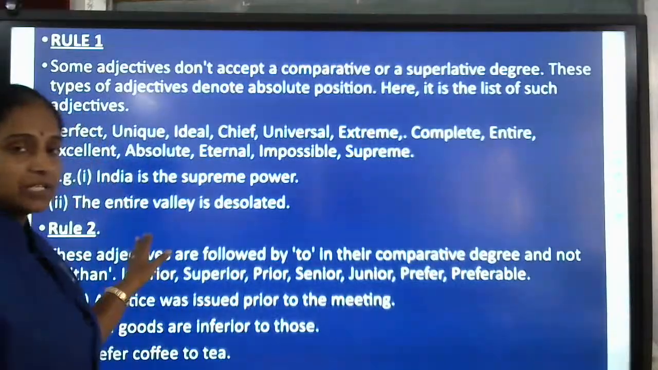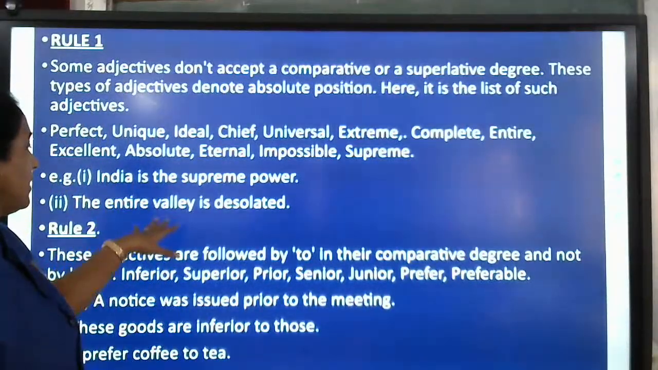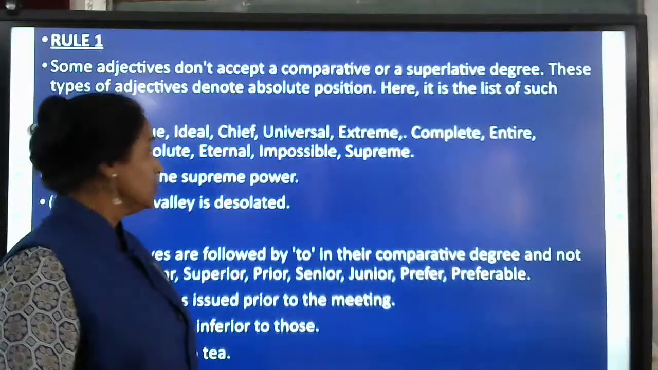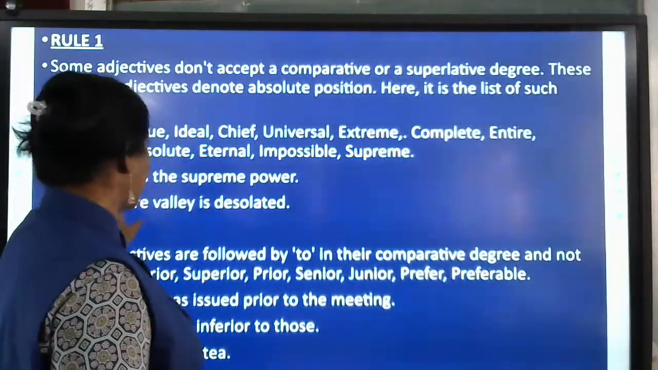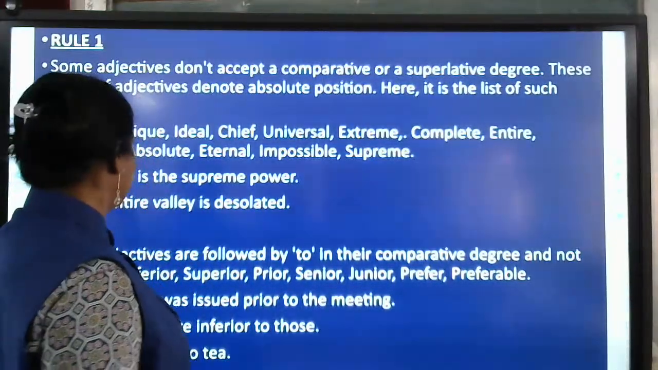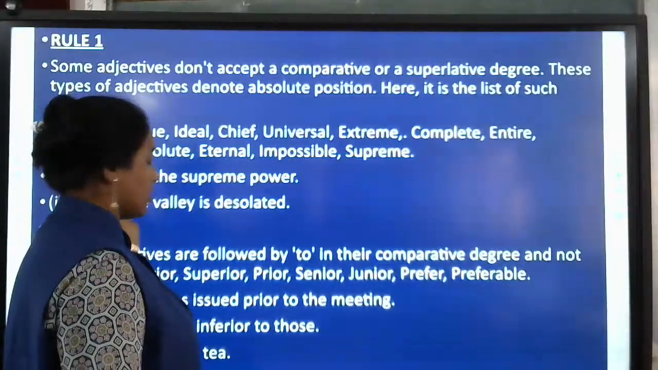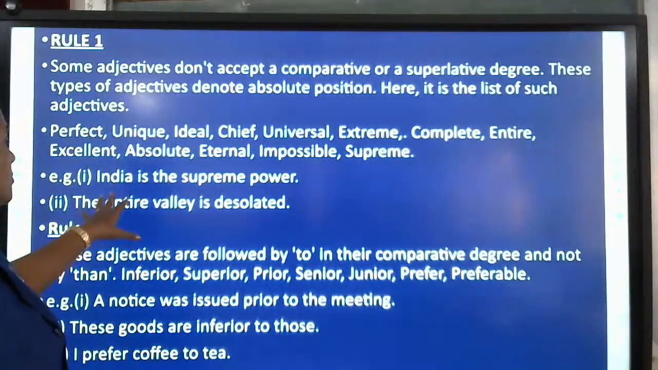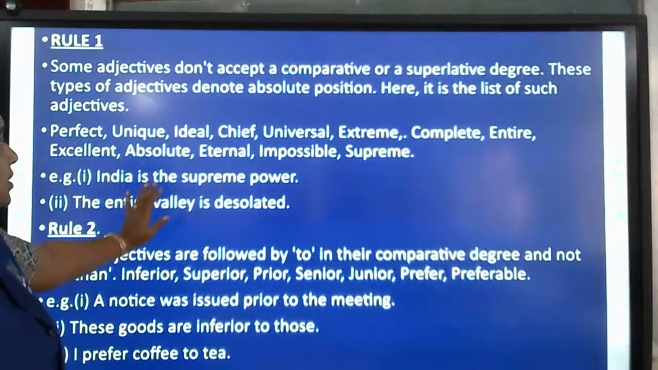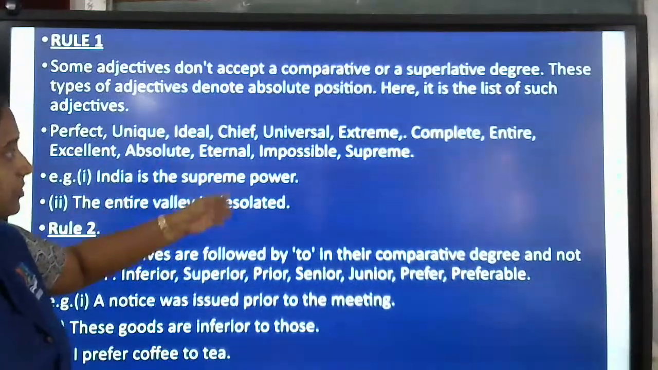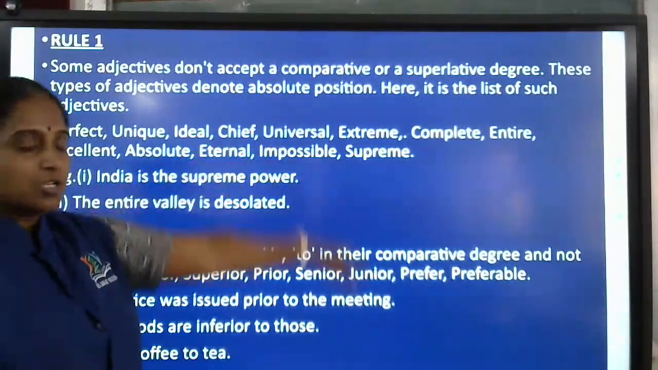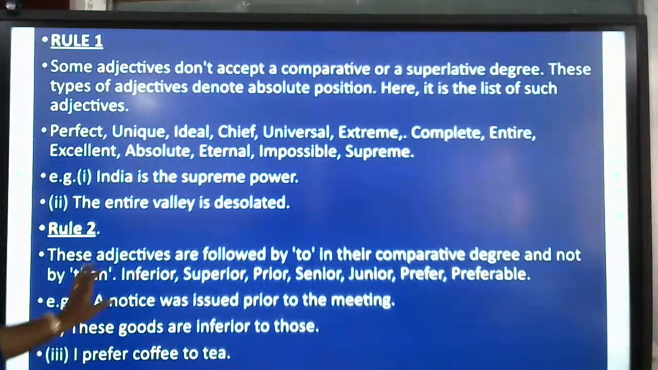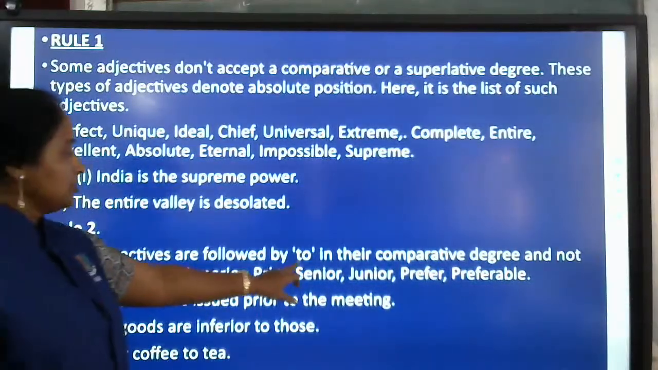Next example: the entire valley is desolated. Here, entire is the adjective used for the valley. So you can see that there is no need to change this adjective into comparative or superlative degree.